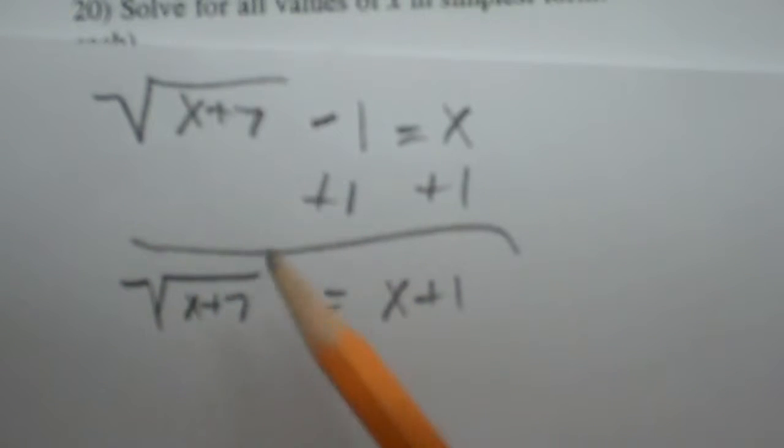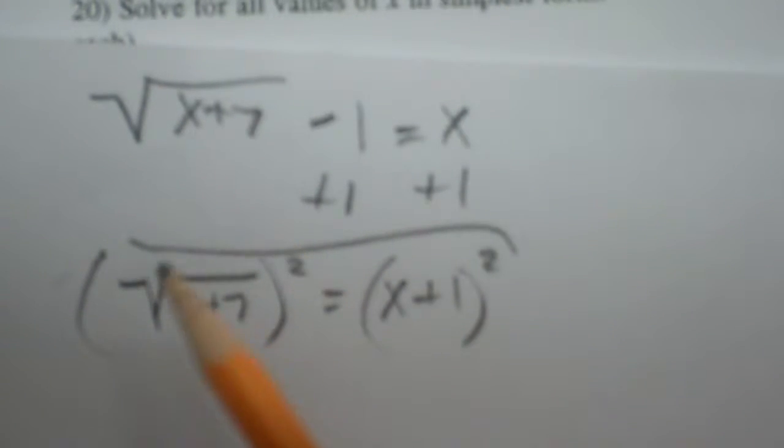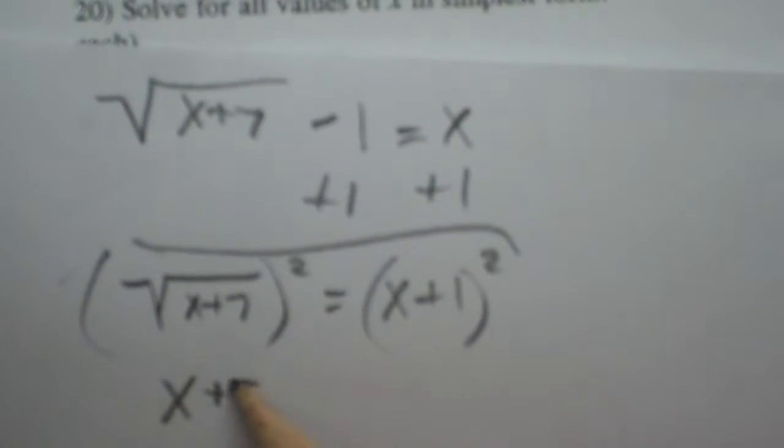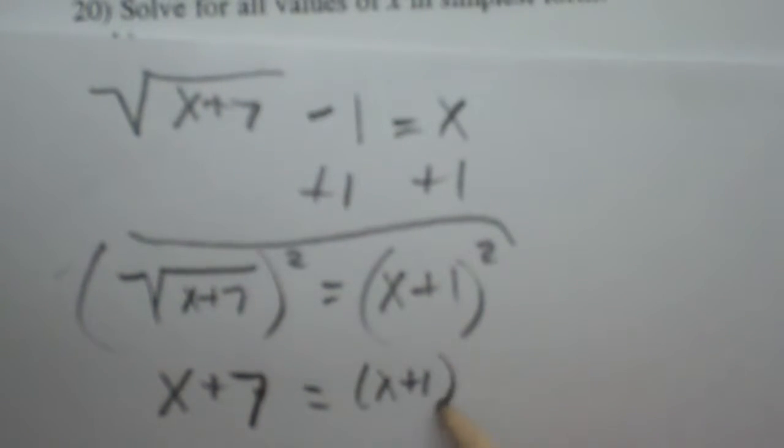So far, so good. Now I've isolated this radical x plus 7, which means that now I can do something to it. How will I undo a square root of x plus 7? Well, I can undo a square root by squaring it. And whatever I do to the left side, I have to do that same thing to the right side also. So I'm squaring both sides of this equation. The square root of x plus 7 squared is just x plus 7. So we have x plus 7 is equal to, over here we have to multiply it out. So this is x plus 1 times x plus 1.